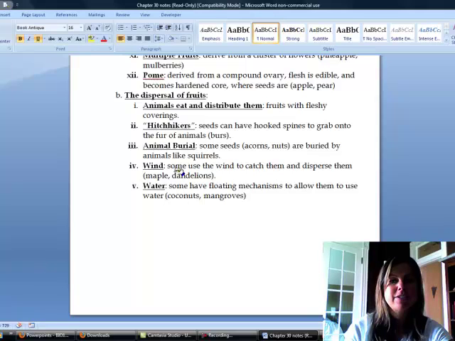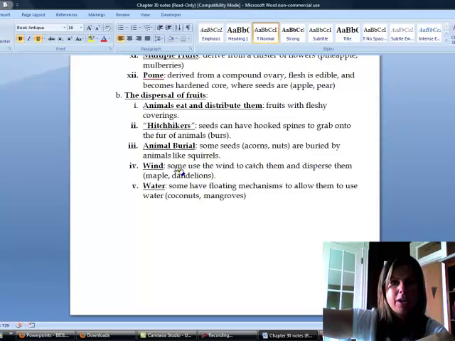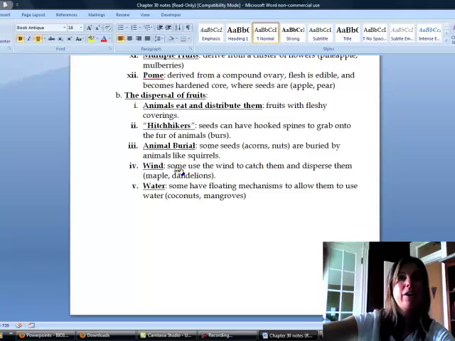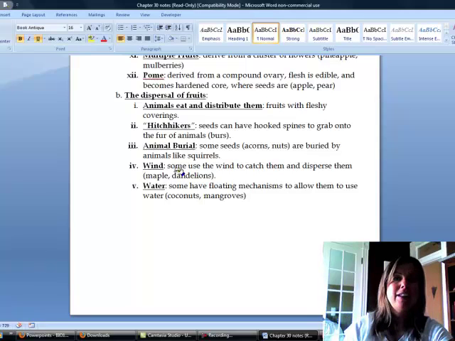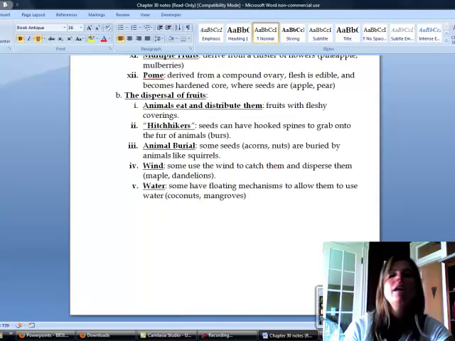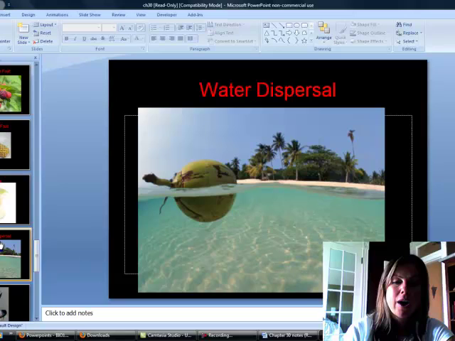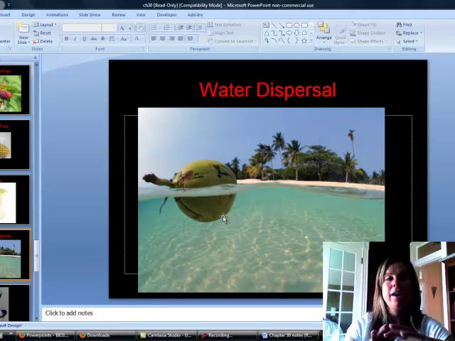If you think about the maple samaras that are the helicopters, and then dandelions, they have that kind of flowy, fluffy stuff around them. That would be for wind. And then the last one is going to be for water dispersal. And we talked about this in lab a little bit. Coconuts are going to have a big outer covering. They're actually a drupe. And that outer covering has a lot of air pockets in it, and that allows them to float and then grow on an island, and inhabit that island.